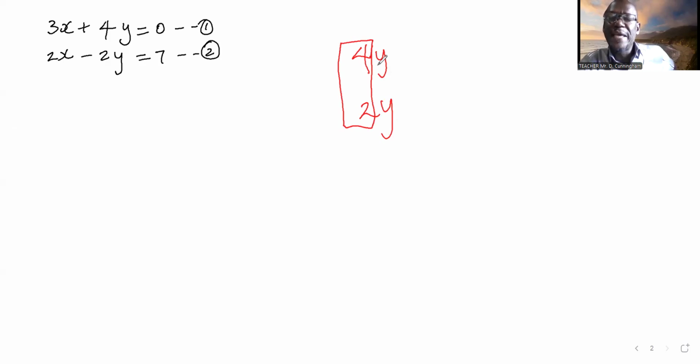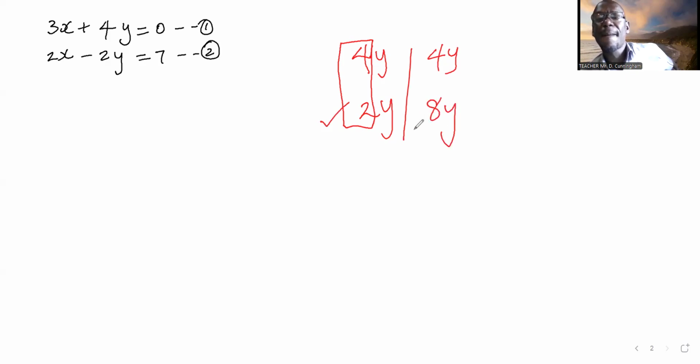One more try, Jenny, and I'll ask somebody else. So multiply the equation by 4y. Which one? Equation 2. If I multiply equation 2 by 4, then I will get 4 times 2 is 8y. They are not the same.